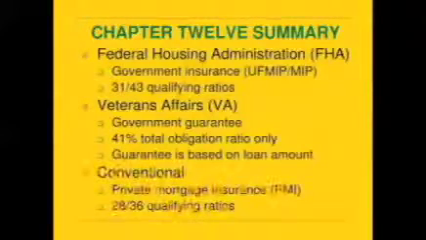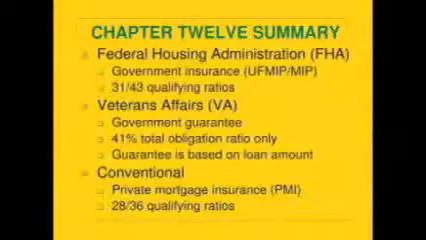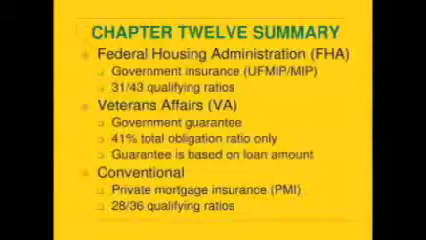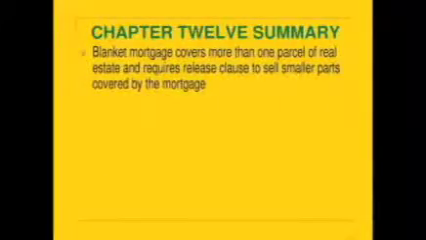The conventional mortgage has private mortgage insurance on that amount of the loan above the 80% loan to value. Its ratios are 28 and 36. That is 28% housing expense ratio and 36% of your total obligation. A blanket mortgage covers more than one parcel of real estate and requires a release clause to sell individual lots that are covered by that mortgage.